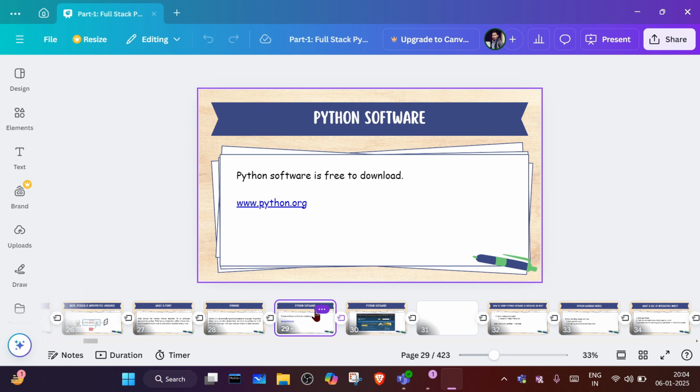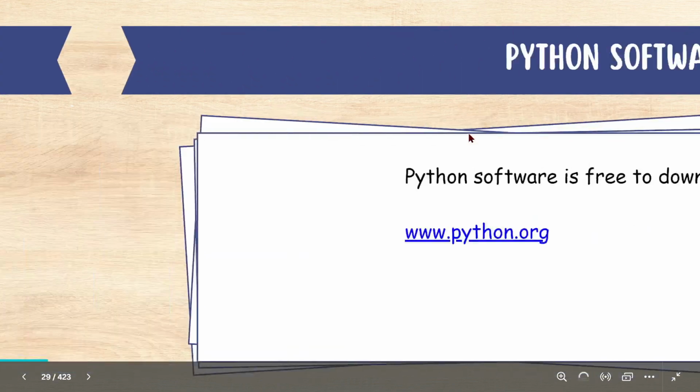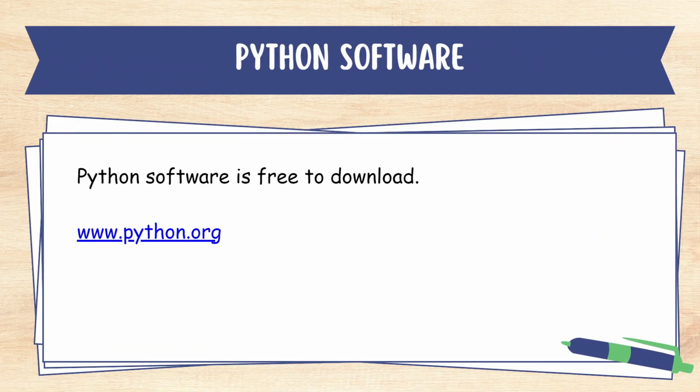Let's discuss Python software. Whenever you want to write a Python program, your machine must have Python software. You will download the Python software from this website, Python.org. Python.org is the website from where you can download Python. Let me show you this website. Can anyone tell me the current version of Python?